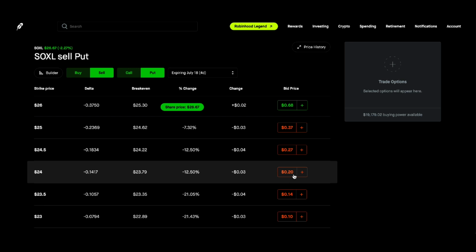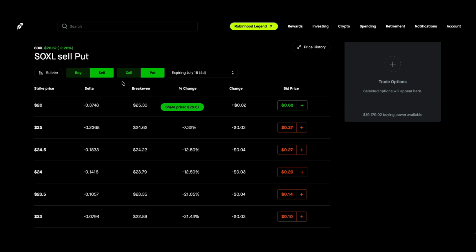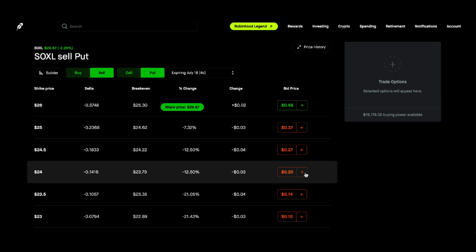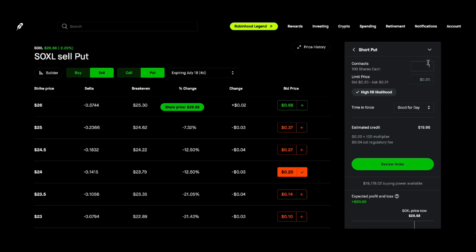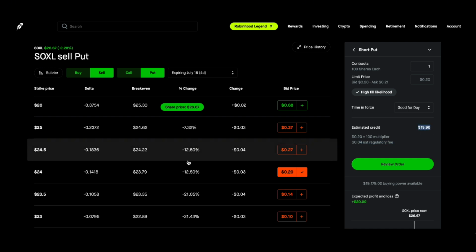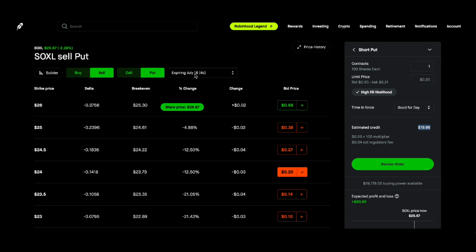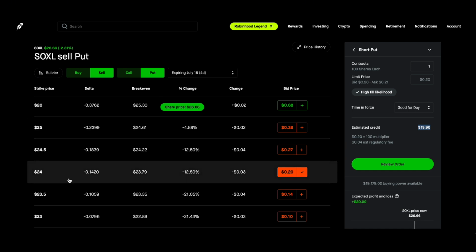In one options contract, you get 100 shares. So that's 20 cents times 100. If I do this here, for example, I will be collecting a credit of $19.96, because 4 cents is the regulatory fees. But other than that, I'm collecting roughly $20 for saying that I will buy SOXL at the price of $24 on 18th July.